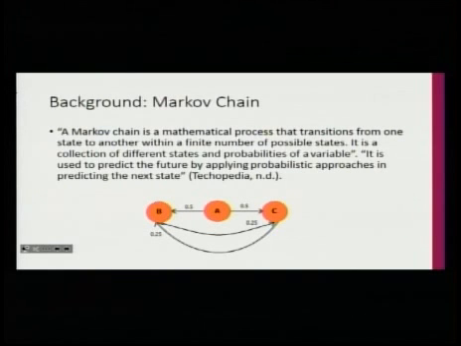As a background, we utilize Markov chains. We know that it's a process that changes from one state to another, and has different probabilities of transition. This is also used to describe random variables, and we know that the stock market has a lot of randomness in its behavior.